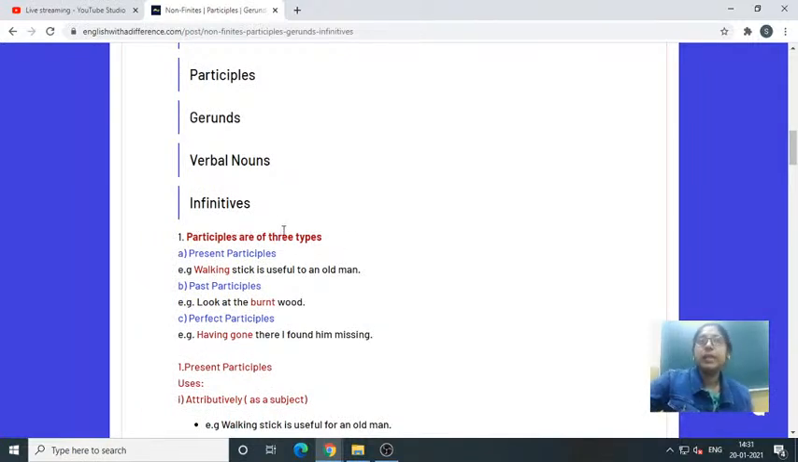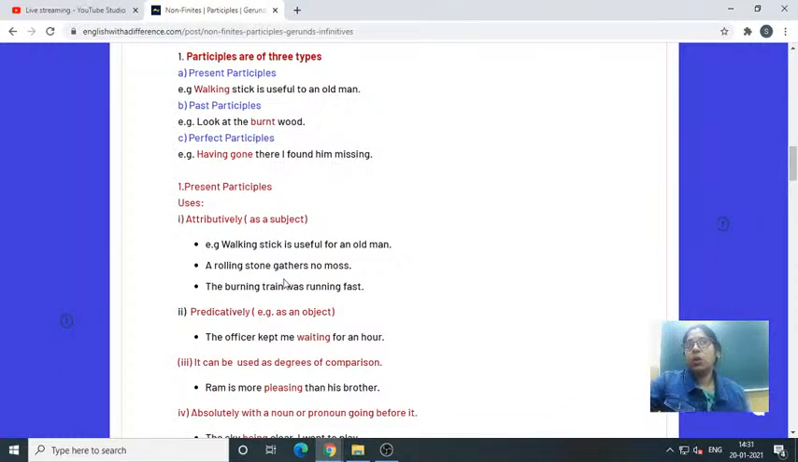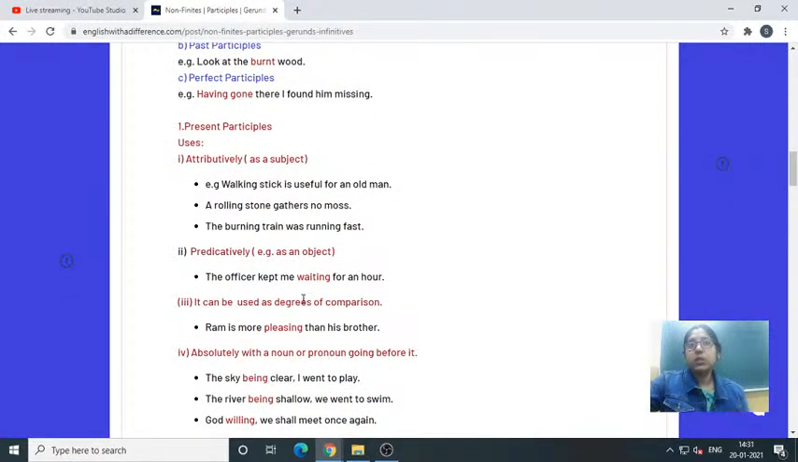Participles are of 3 types. एक है present participle, next one is past participle, third one is perfect participles. Okay, so example is that when we add ing with the verb, it becomes a noun. So when we are using it as a subject, it will be placed as a noun here. Next one, it is used as an object, or you can see as a predicate we can use. Next one is we can use it in the degrees of comparison.